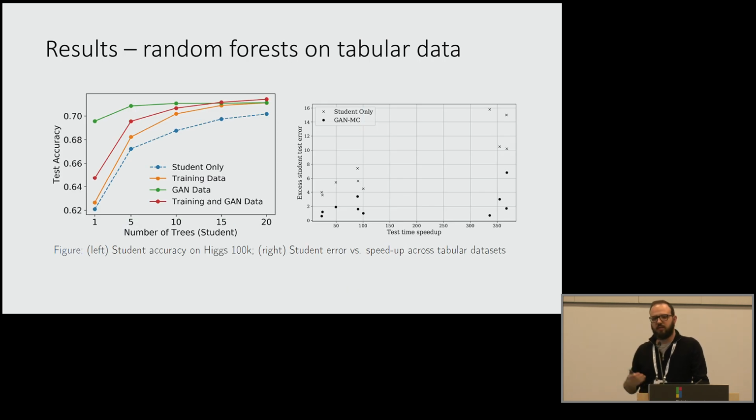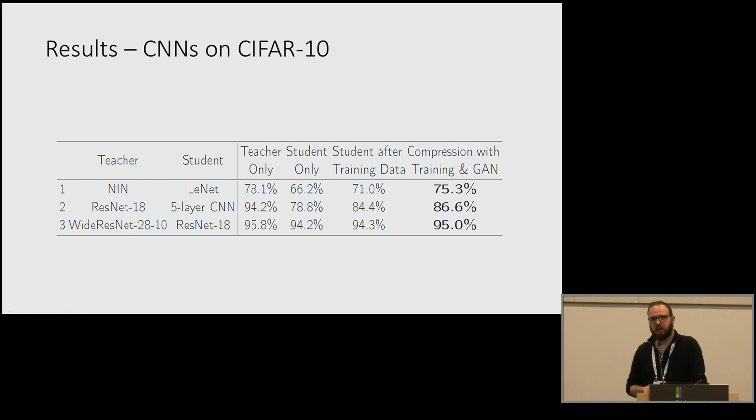Just to give you an impression of the results, we can compress 300 trees in a random forest down to 1 tree. And we show that in general, augmenting the original training data with data sampled from the GAN always performs better than just using the training data. Across a bunch of different tabular data sets, we show that at a loss of between 0.2 and 1.7% in accuracy, you can compress models down to a size that results in an increase in throughput from 35-fold to 375-fold. And this also works, as you would imagine, for convolutional neural networks on CIFAR-10.